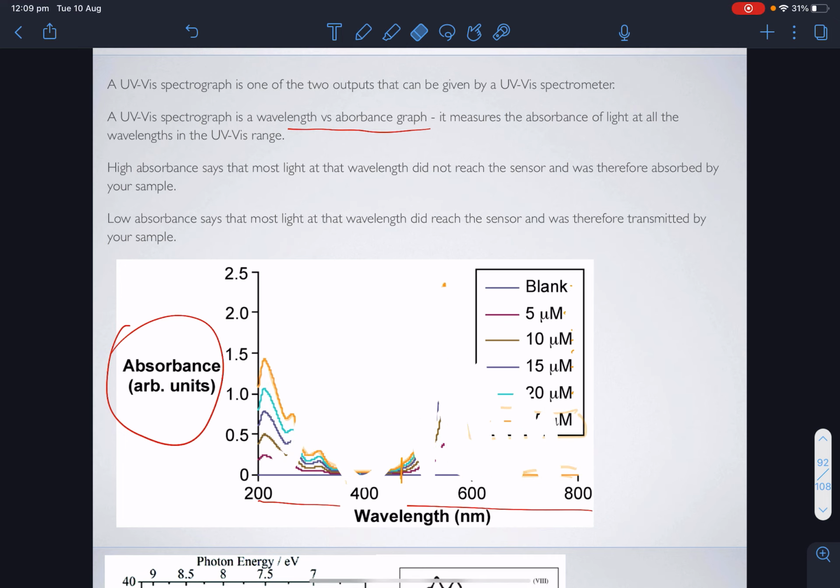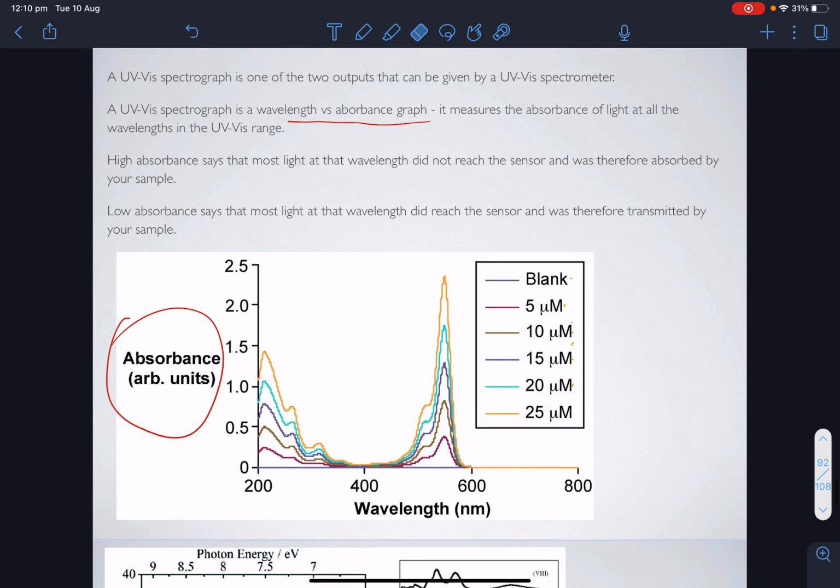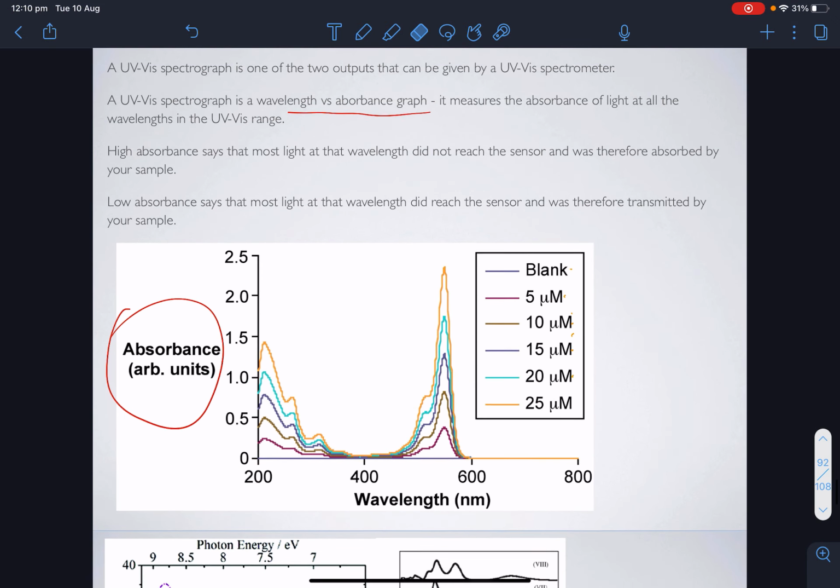Let's get rid of my scribbles here. Hopefully I go on to it.